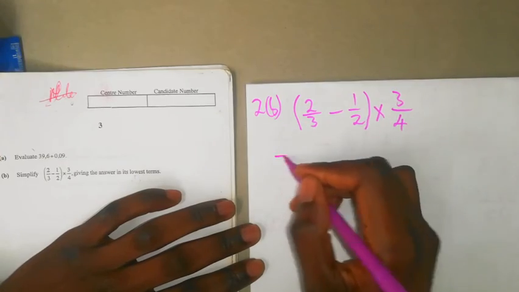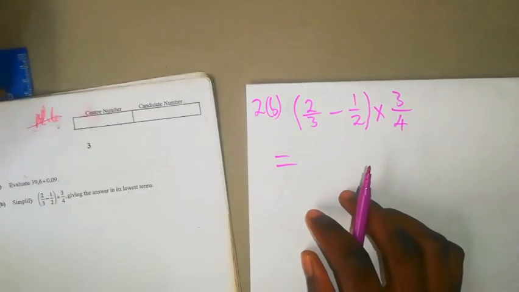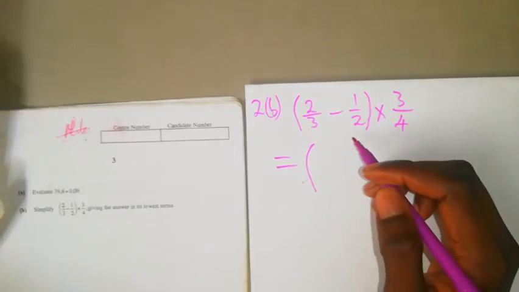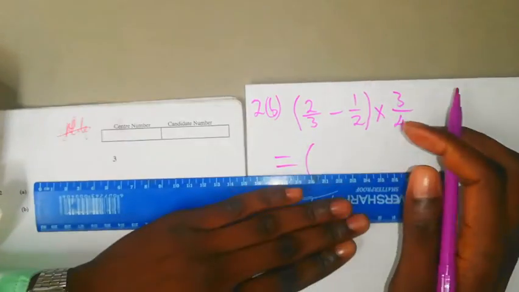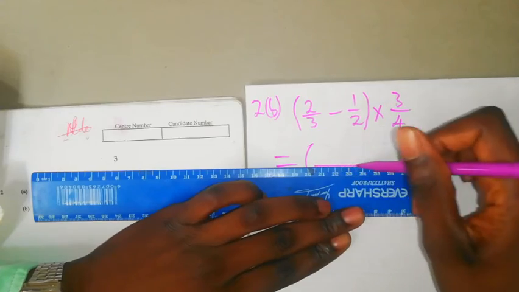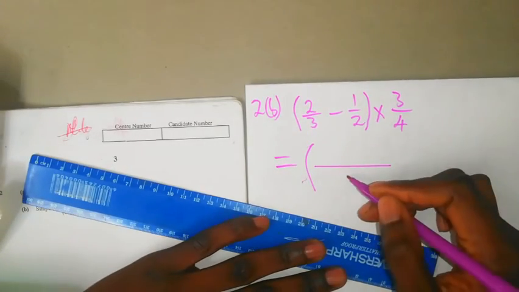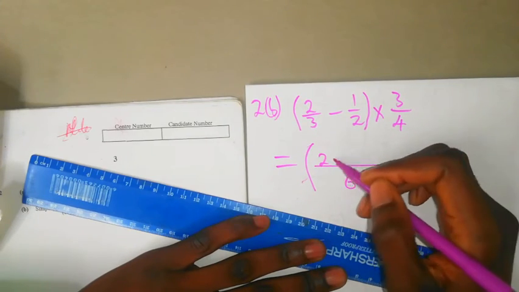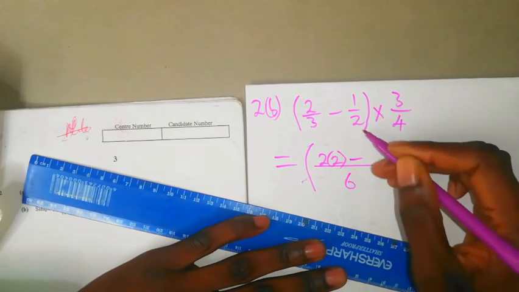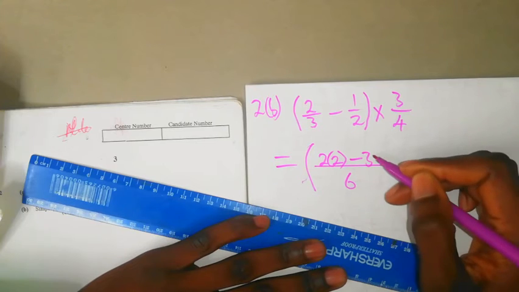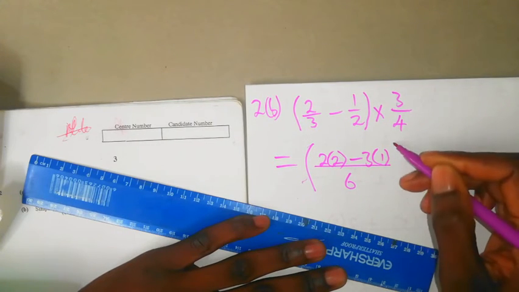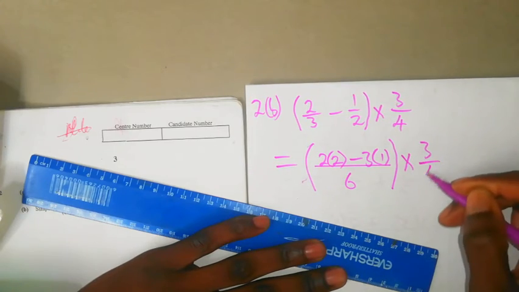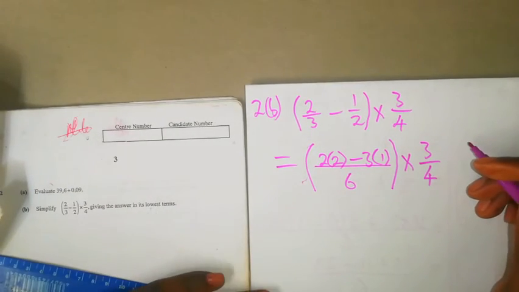My first stage, I'm going to say it's equal to, I'll open my bracket and then put my common denominator like that. So that's 6 my common denominator. Then 3 into 6 that's 2 times 2, minus 2 into 6 that's 3 times 1. Then I'll close my bracket, then times 3 quarter.